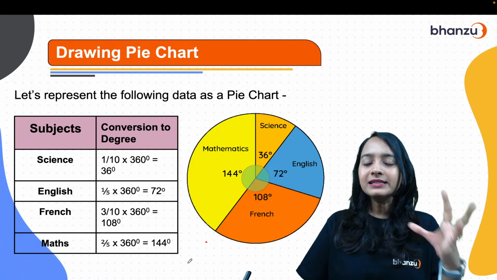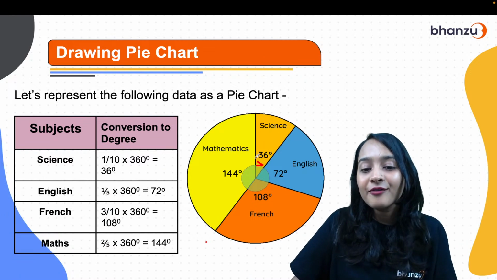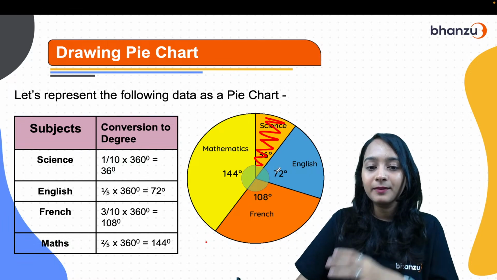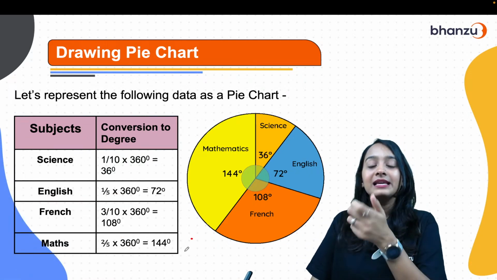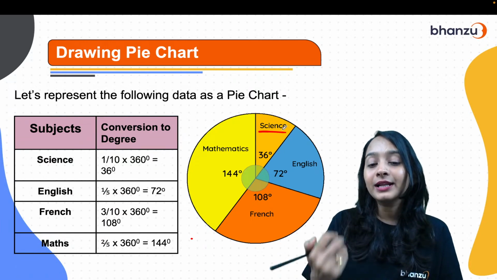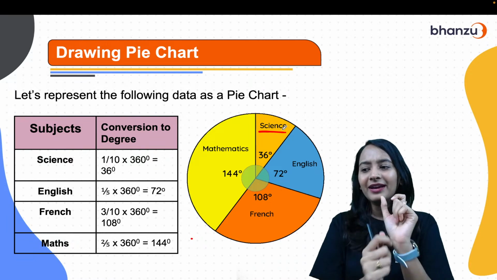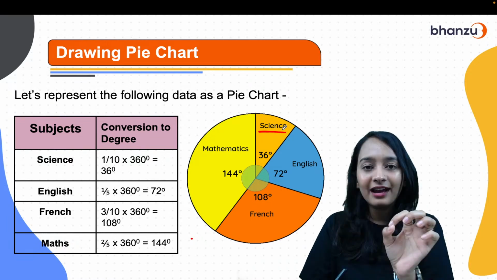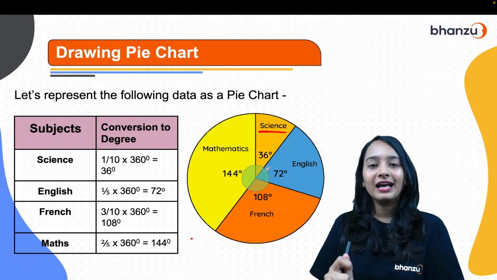What is the least favorite subject? It has to be science here, because the area covered by this particular attribute, which is science, is covering very less space, very less area here, right? That is only 36 degree. So that's it. The least favorite has to be science.